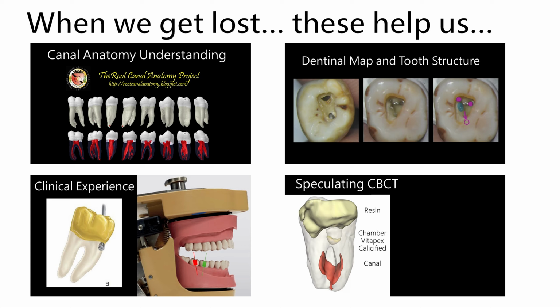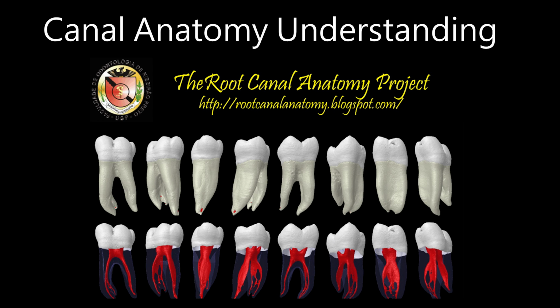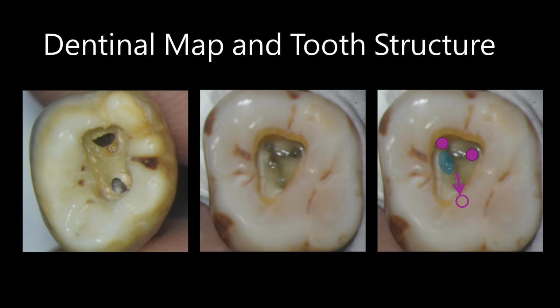And when we get lost, we will count on things like knowing the different kinds of root canal anatomy, which maybe there is a mesial-buccal canal, or there is a distal-lingual canal in a lower molar. We have to know these different anatomies, and sometimes we will look at the dentinal map under the microscope. If you do a lot of endodontics, you will know this picture.